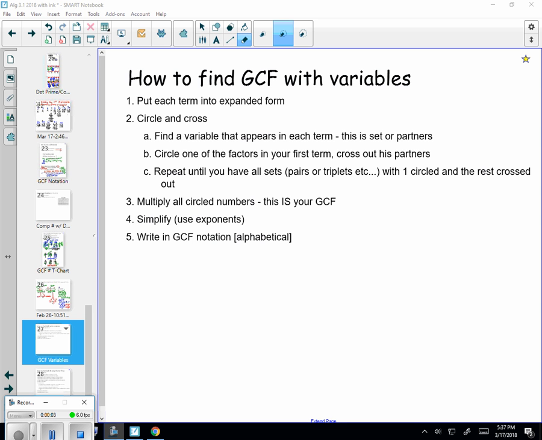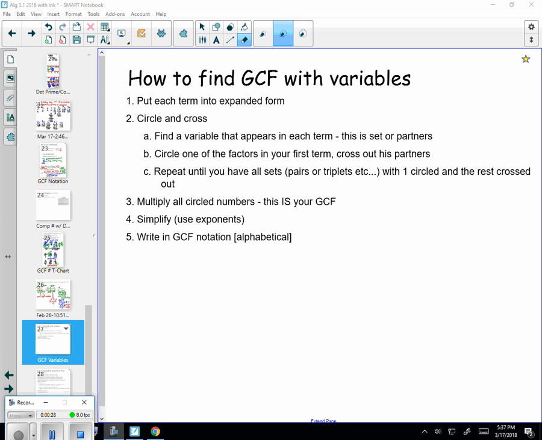How to find the greatest common factor, or GCF, with variables. Step 1, put each term into expanded form. Step 2, circle and cross, which means find a variable in each term. Make a set of partners. Circle your first term, cross out his partners. Repeat until you have all sets, pairs, triplets, etc., with one circled and the rest crossed out.